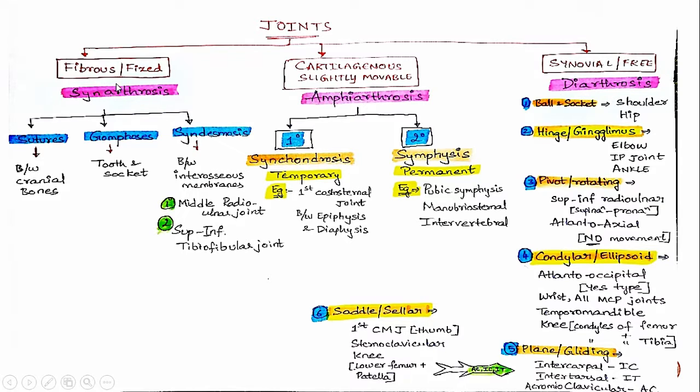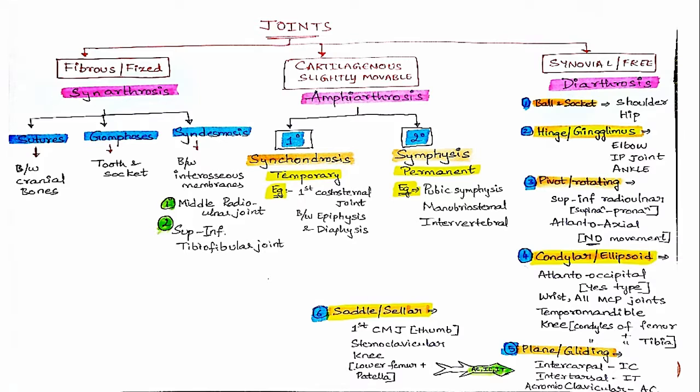Now the fibrous or fixed, also known as synarthrosis, is divided into three types. Number one is sutures, gomphosis, syndesmosis. Sutures is between the cranial bones, and gomphosis is between the tooth and socket. Syndesmosis means between interosseous membranes, for example, the middle radio-ulnar joint and the superior inferior tibio-fibular joint. Actually, this slide which you are watching right now is just an overview of the entire lecture. You will be watching each and every joint so that you get a clear idea. So just have an overview and we will go into the deep knowledge.